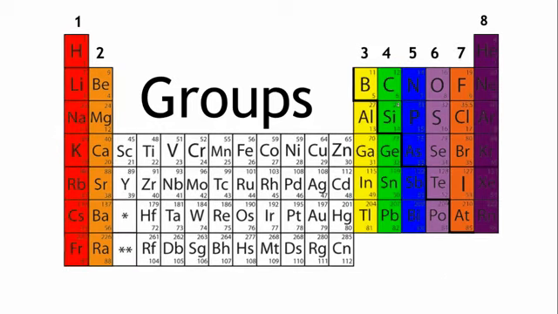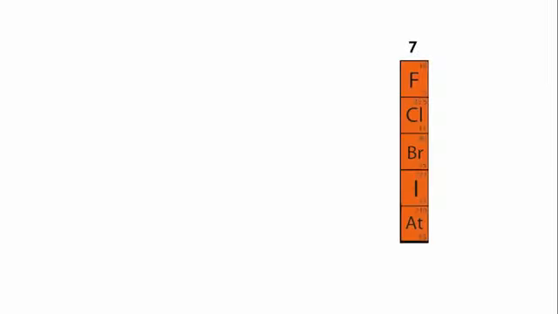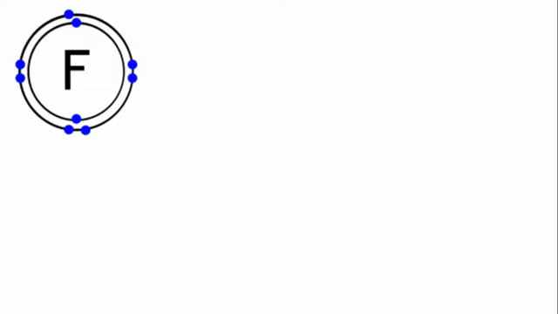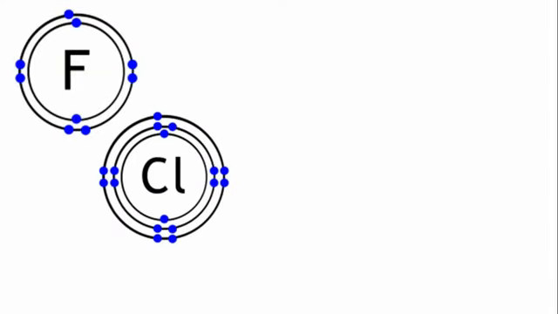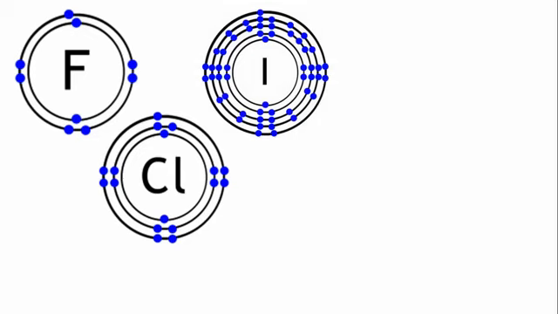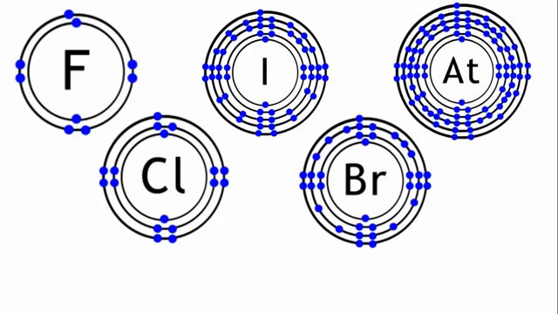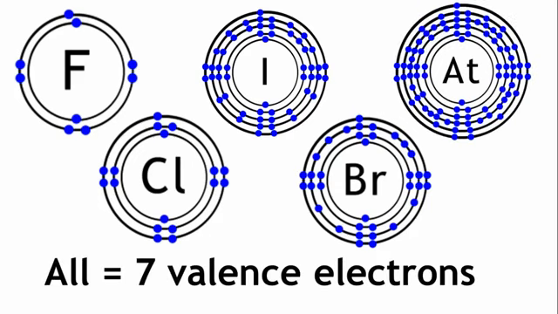The group number can tell you how many electrons are in this shell. For example, let's look at group 7. Fluorine, chlorine, iodine, bromine, and astatine. They all have 7 electrons in their outermost shell and all exhibit similar chemical characteristics.